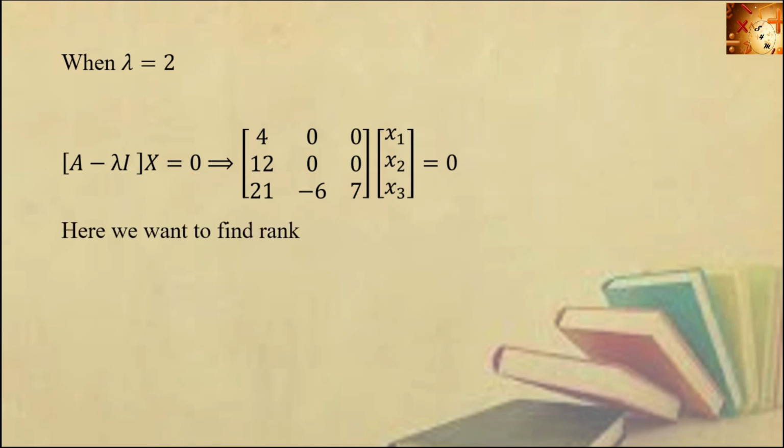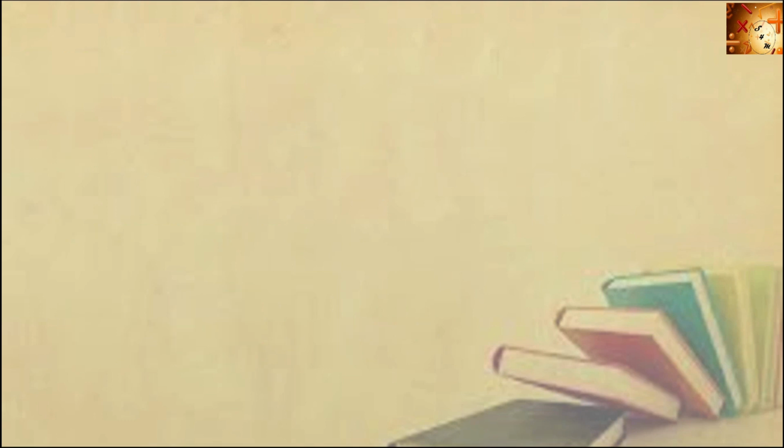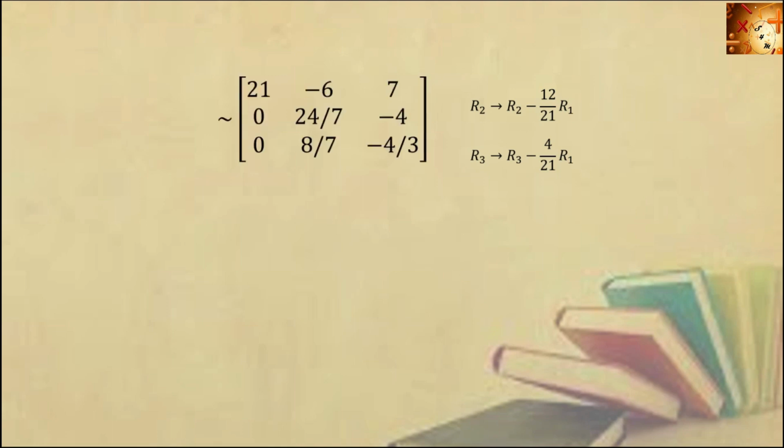Here we are solving this by finding the rank. I am interchanging the first and third rows, R1 interchange R3. We have the matrix [21, -6, 7; 12, 0, 0; 4, 0, 0]. Here the first non-zero element is 21, so we want to make this 12 as 0 and this 4 as 0. The transformation is R2 changes to R2 minus 12 by 21 R1 and R3 changes to R3 minus 4 by 21 R1. Then the matrix will be [21, -6, 7; 0, 24/7, -4; 0, 8/7, -4/3].